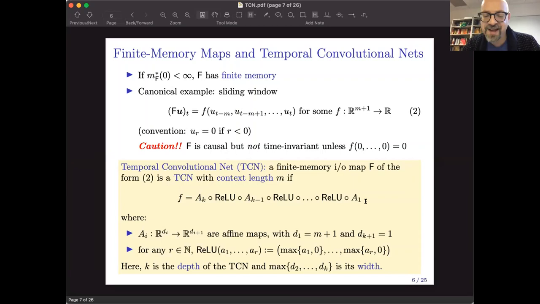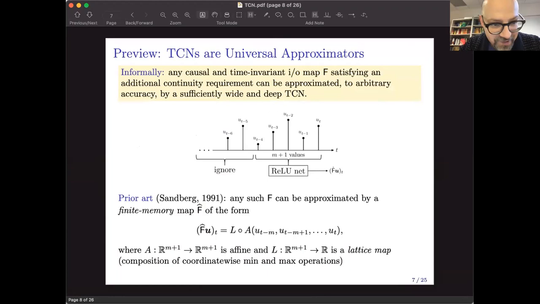So when Irwin Sandberg in the 90s worked on these things, he didn't call it temporal convolutional nets. He didn't use the term ReLU, but he did emphasize the use of the nonlinearities came from pointwise minima and maxima, so lattice operations. And he motivated this by saying that you can implement this using diodes. Right? And so what I'm going to say is that TCNs are universal approximators.